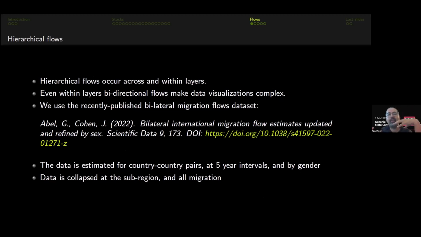So even when you have bidirectional flows in terms of when you have network data, that alone makes it extremely complex. Yeah, so unless you're using some network visualization package that exists for Stata but needs to be upgraded. I just want to show you what can be done outside of the network visualizations given the packages that already exist. So I'm using this study that recently came out that estimated bidirectional flows.